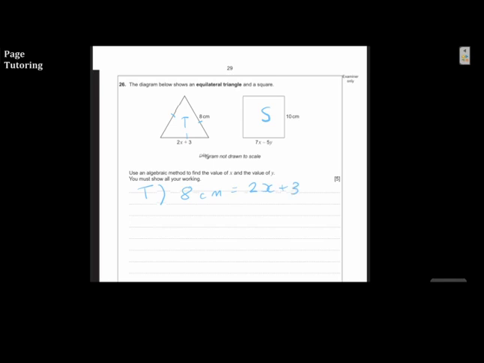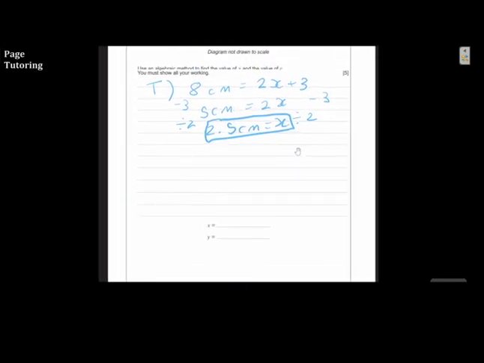Well, now let's solve for x. So we're going to take 3 from each side here. So we're going to get 5 centimeters equals 2x. And then we're going to divide by 2, so we can get x on its own. So that gives us 2.5 centimeters equals x. Okay, well that's one of the values that's been asked for. So we can go straight down and write that at the bottom. So that's 2.5 centimeters. Nice.